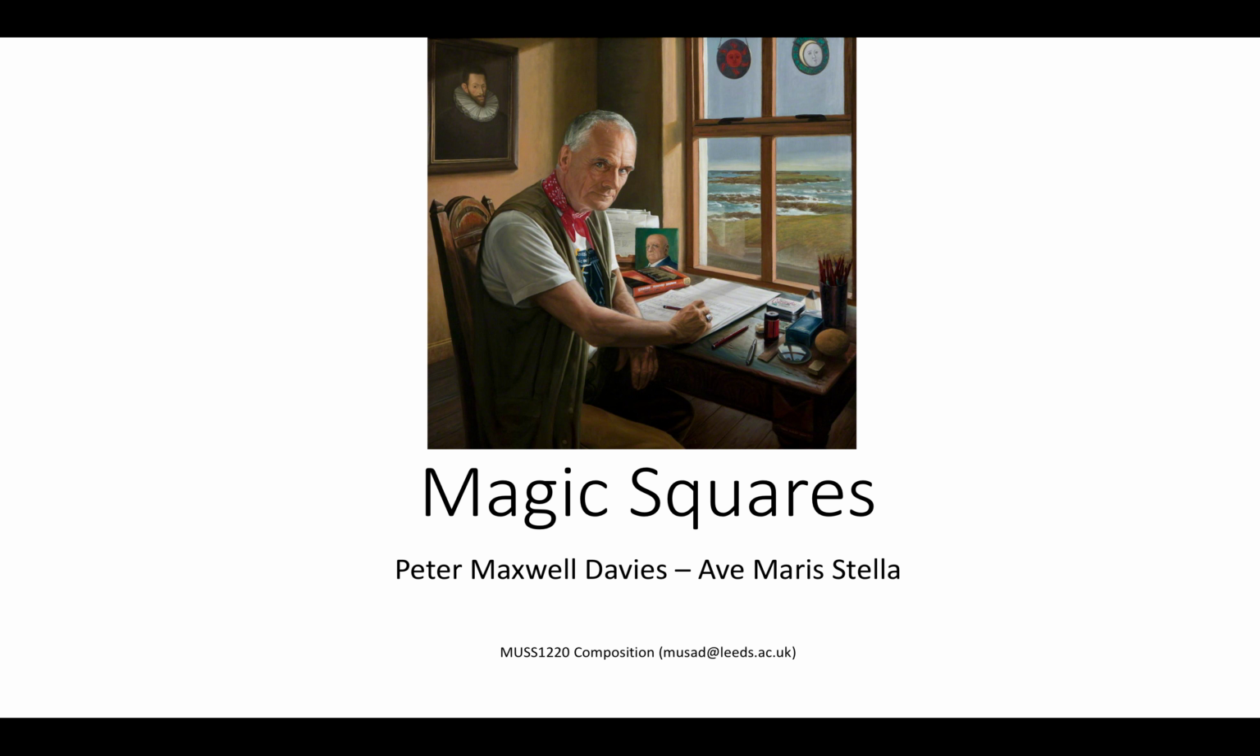So Peter Maxwell Davies is a well-known composer, and he used magic squares as a compositional technique in a number of his pieces. He uses them to produce material that he can sculpt and craft into musical substance.